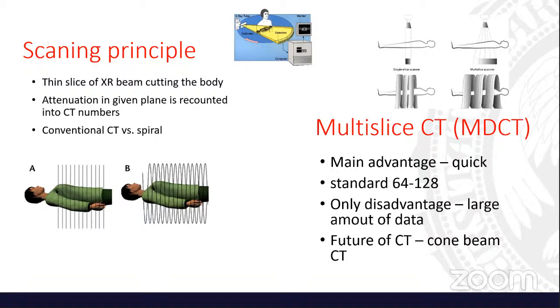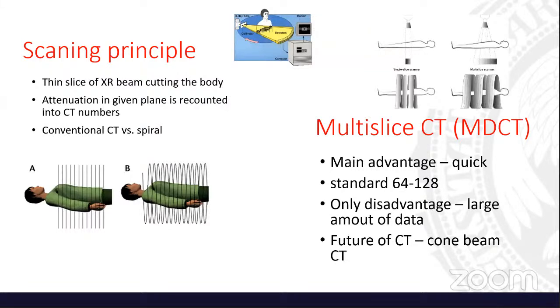We usually use, for example, just if you want to know, it's usually 128 rows. If you want to buy a new CT machine, it's usually this or 256. You can get more, but this is just the usual number. In future, they think that they can use cone beam. That means we can use the whole cone of the X-ray beam. They use it in dentistry CTs.